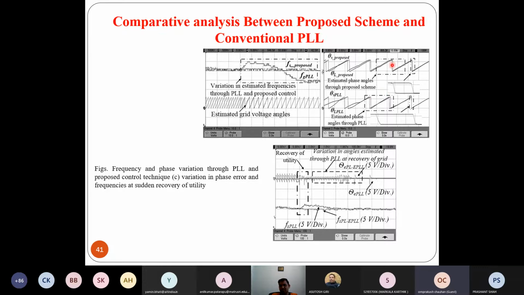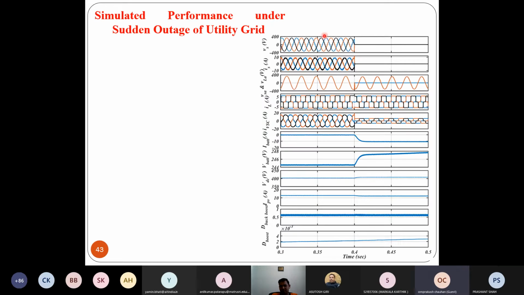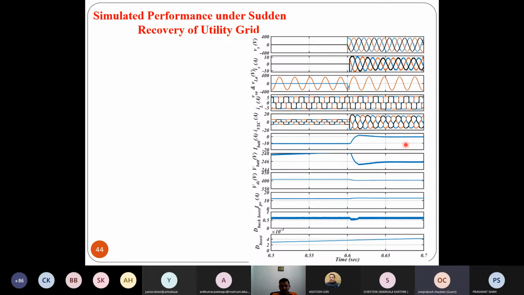And here you can also see the phase differences between these two thetas. Observe the simulation performance at outage of grid at 0.4 second. The grid voltage is not there. However, the load voltage is maintained sinusoidal throughout the process. The VSC currents are reduced so that you are getting only load power.